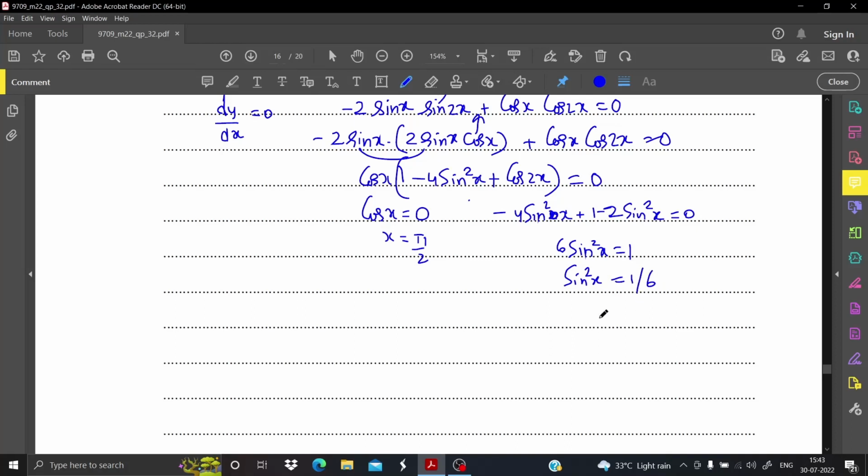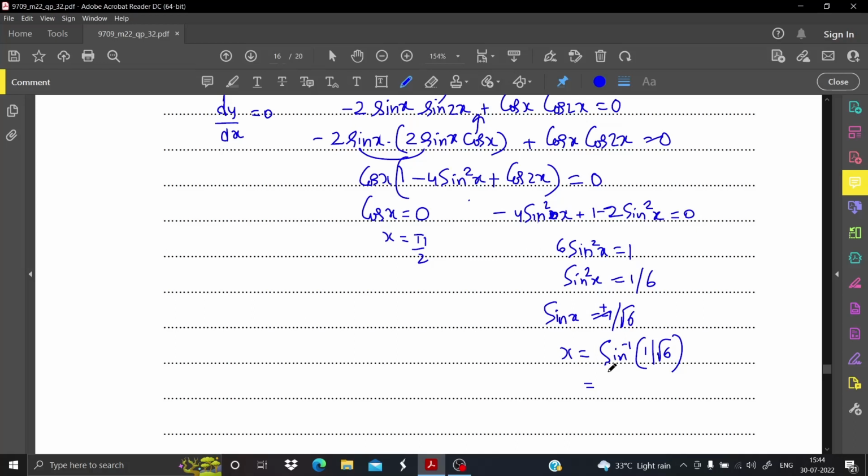1 by 6, and therefore sin x is plus or minus 1 by root 6. But since M is positive, it's on the positive side of the x-axis, so we'll consider the positive value here. So x will be equal to sine inverse of 1 by root 6. Again, please change your calculator to radian mode, not degrees, please. So sine inverse of 1 by root 6.